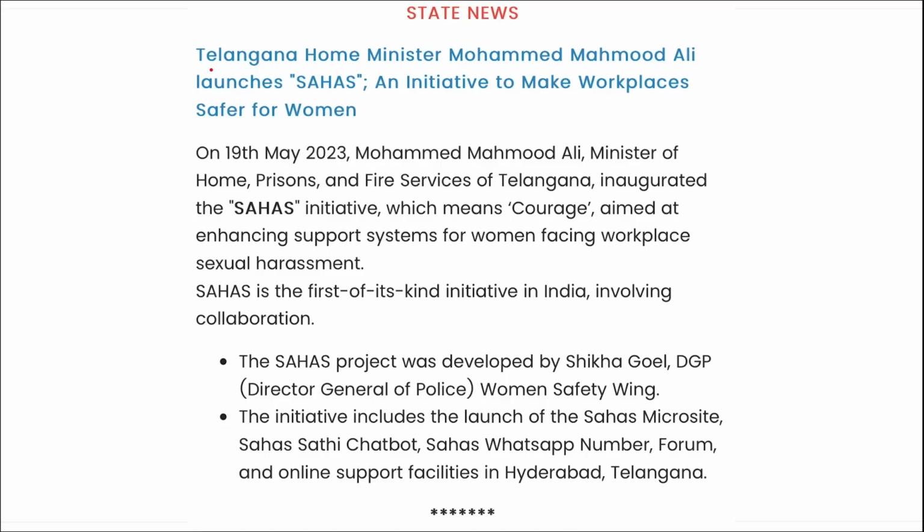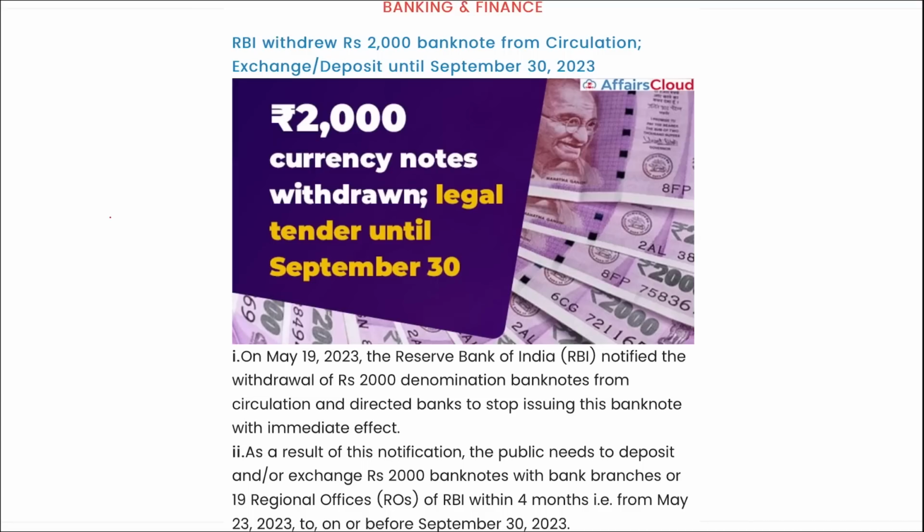Next is Telangana's Home Minister. They have launched Sahas initiative, right, to make workplaces safer for women, launched by Telangana. Next, RBI, we know they have withdrawn the 2000 rupees banknote, and they will be in circulation, and people can exchange or deposit this 2000 rupees banknote till 30th of September.